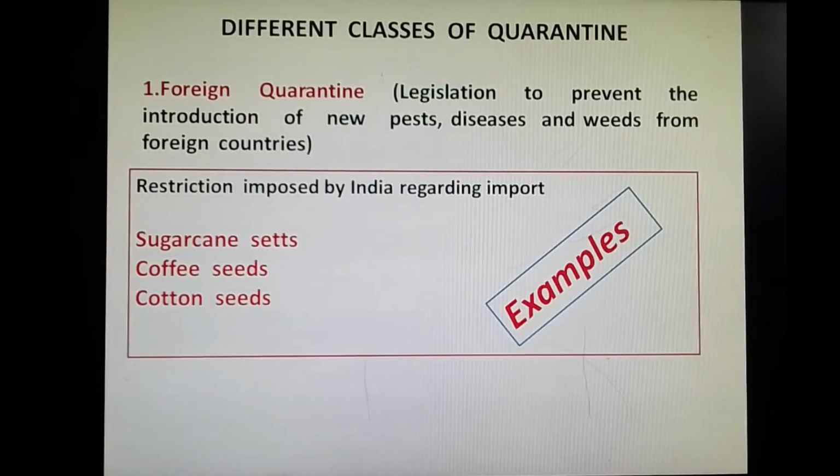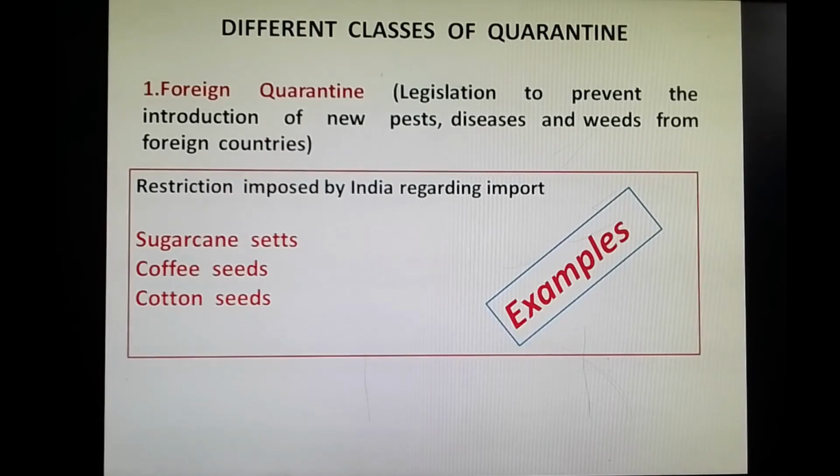Now, there are different classes of quarantine, and the first category or class of quarantine is foreign quarantine. That means where the legislation is there to prevent the introduction of new pests, diseases, and weeds from the other countries or the foreign countries.